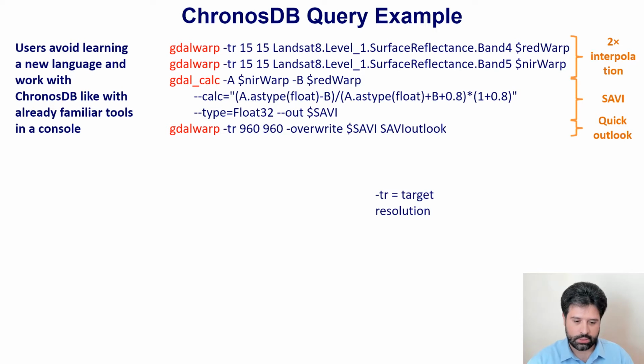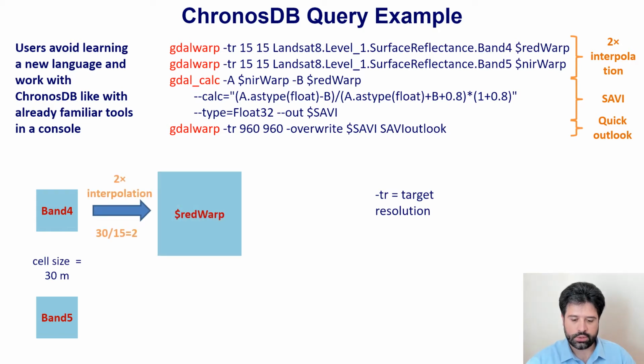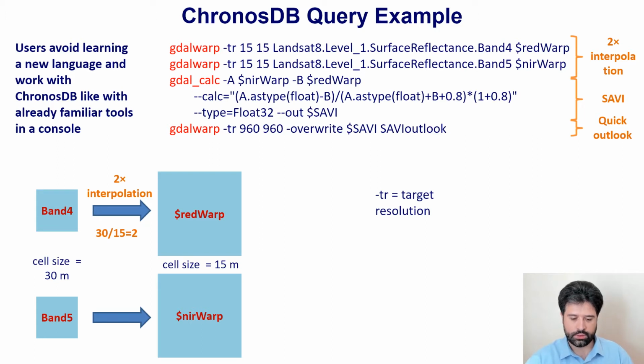Consider the following example. ChronosDB uses a command line syntax familiar for most users. ChronosDB command names and their parameters coincide with the names and parameters of well-known command line tools. You do not need to learn a new language. What is happening here? As input, we take two two-dimensional arrays, that is, satellite scenes with the spatial resolution of 30 meters per cell. First, we double the size of inputs by the interpolation, getting 15 meters per cell.